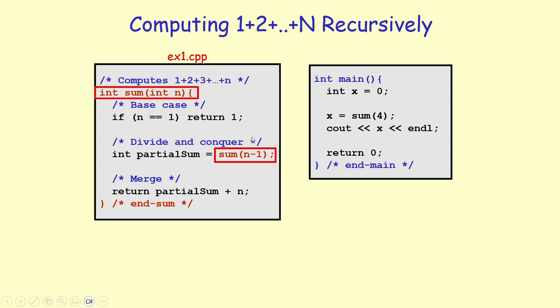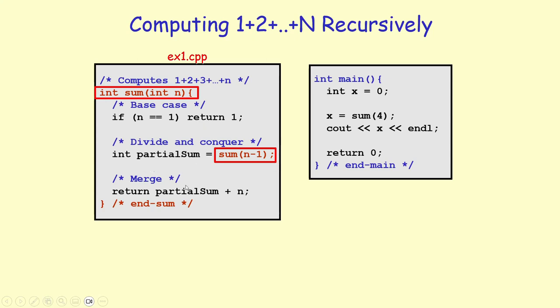Otherwise, we now divide and conquer the problem. Remember, the recursive formulation was that we first compute the sum of the numbers from 1 to n minus 1, which is the same problem but with a smaller scale. The original problem has a size of n, but this subproblem has a size of n minus 1. So this sum function, if it is solving a bigger problem of size n, must solve a smaller problem of the same type, n minus 1. Now we get the solution to this subproblem. Let's call it partial sum.